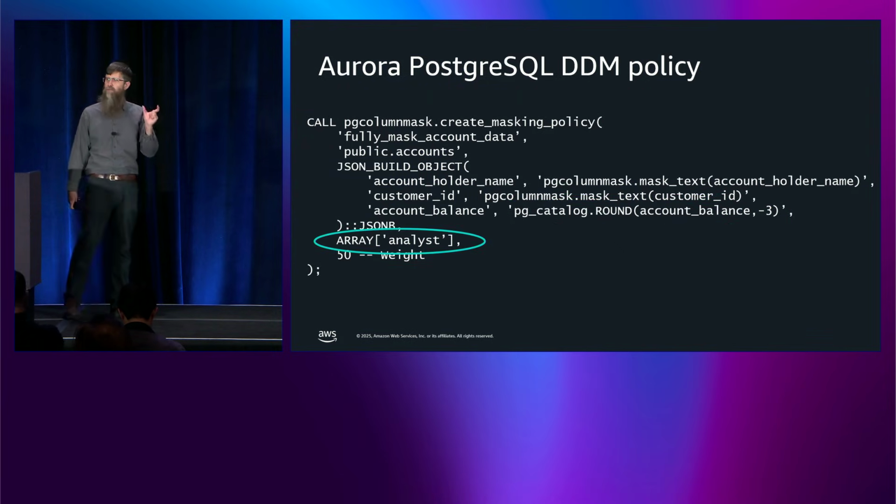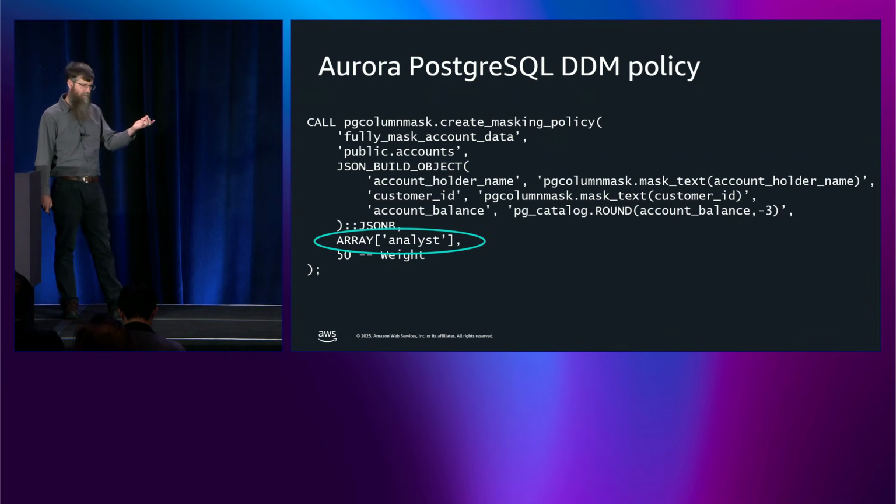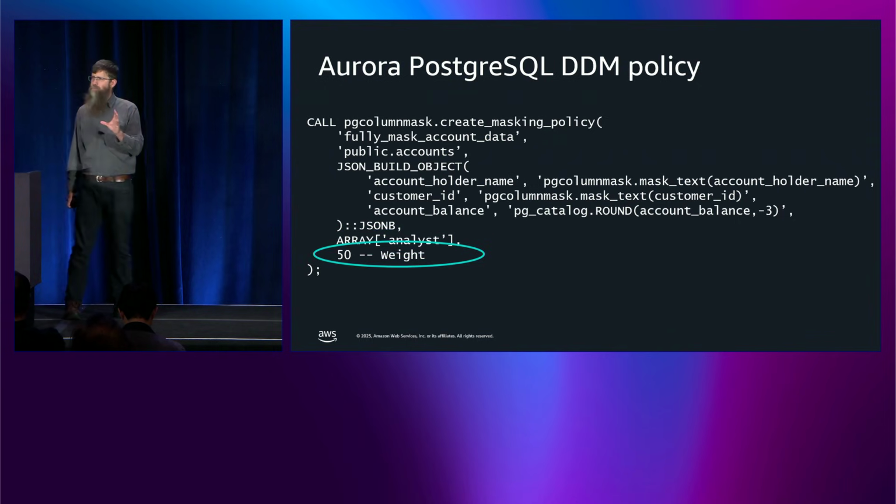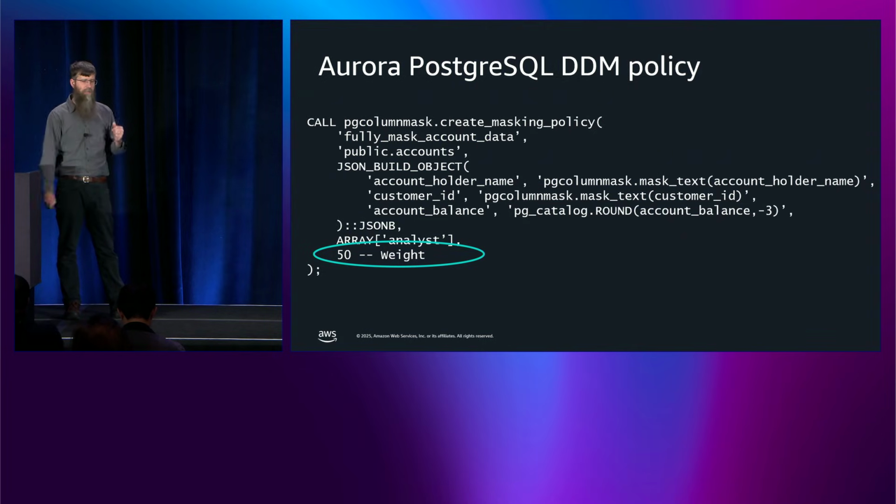We're going to apply it to all of the roles that are in this list. This list has only got one role called analyst. And it's got a weight of 50. This weight is used when we have overlapping policies, so we know how to apply them.